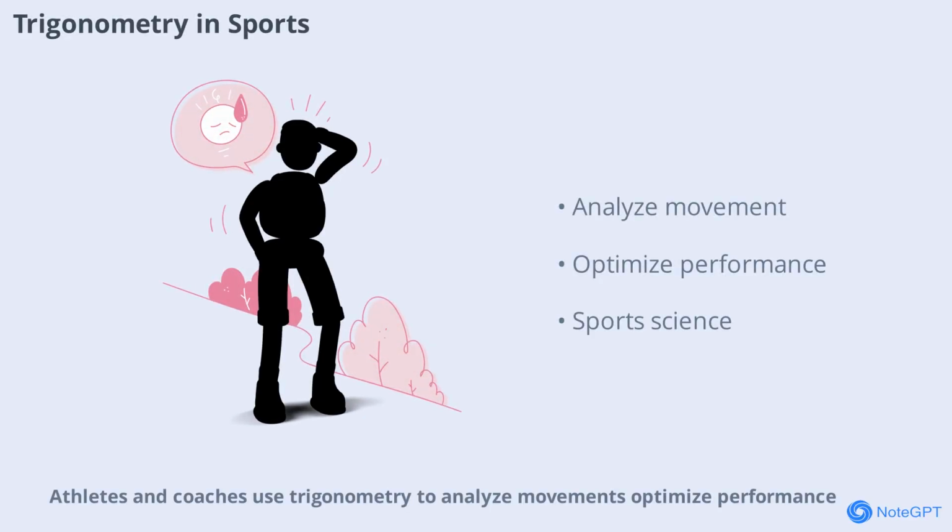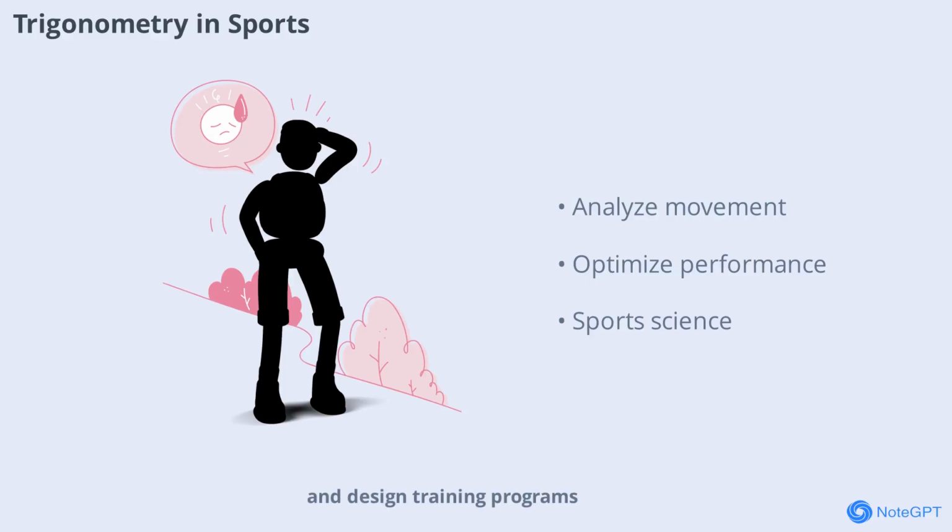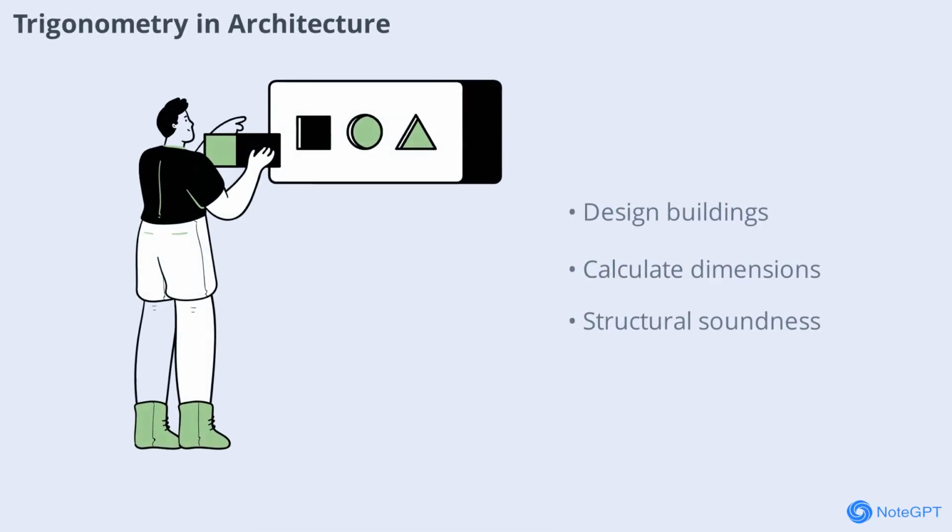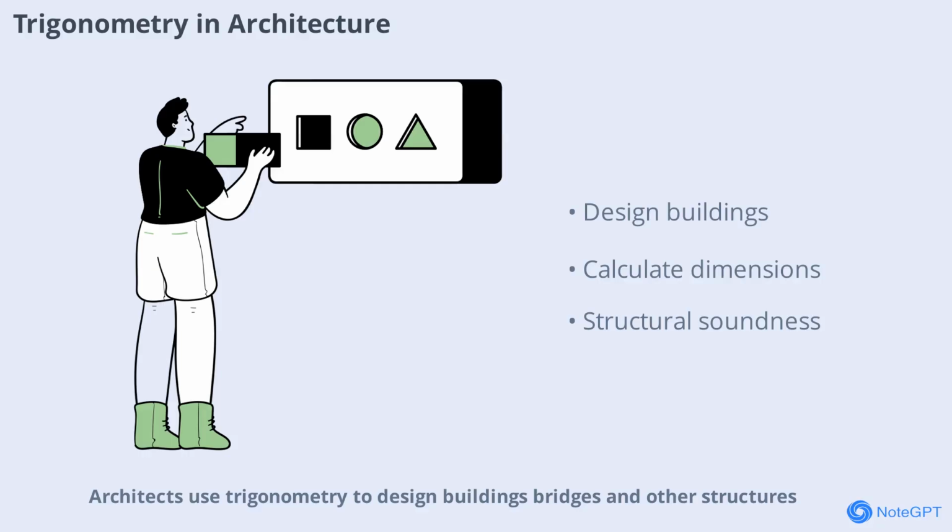Athletes and coaches use trigonometry to analyze movements, optimize performance, and design training programs. From calculating the best angle for a shot to measuring distances on the field, trigonometry plays a key role in sports science. Architects use trigonometry to design buildings, bridges, and other structures.